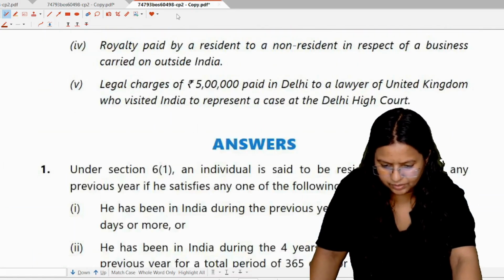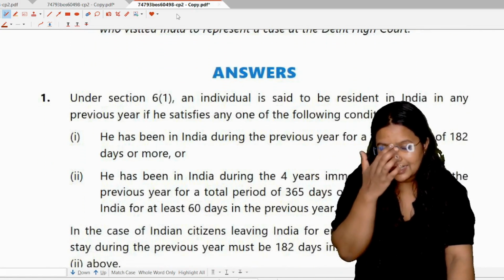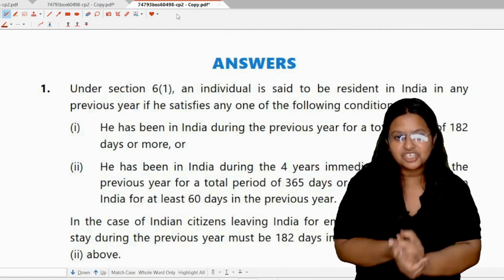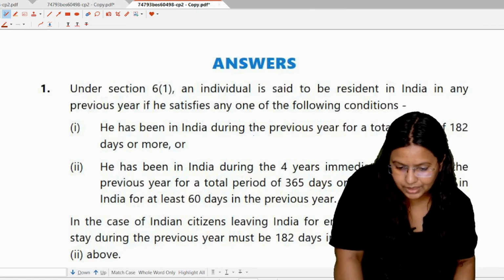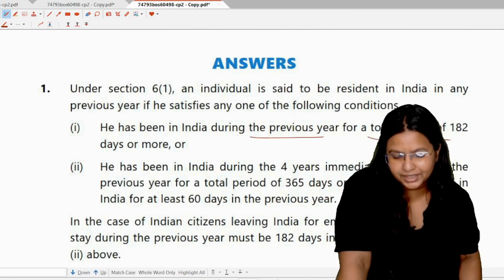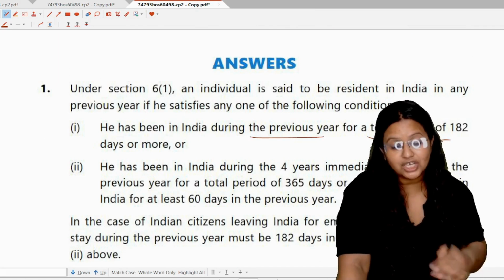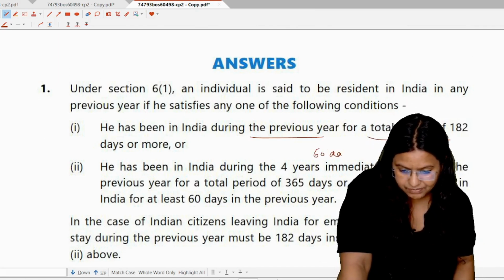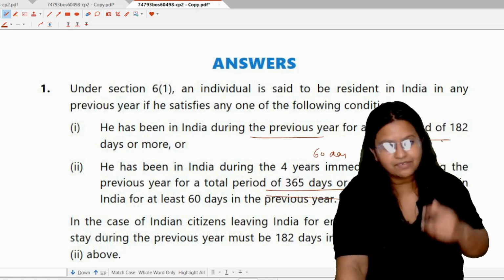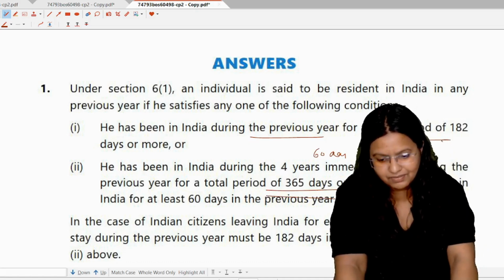So, under Section 6, Subsection 1, what basic conditions does a person have to satisfy to be a resident in India? He has been in India during the previous year for at least 182 days. Or, student, if he does not satisfy this condition, he has been in India for at least 60 days in the previous year plus 365 days or more in the 4 years preceding the previous year.